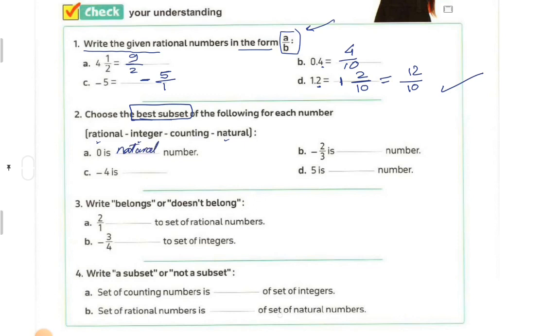Okay, negative 2 over 3 is blank number. Negative 2 over 3. Of course, because it is negative, it's not natural and not counting, but it's an integer and already a rational. But the smallest is the integer. So integer is the best subset.